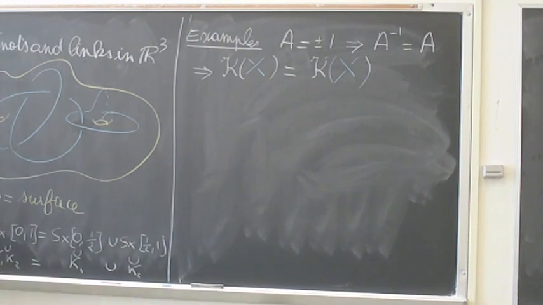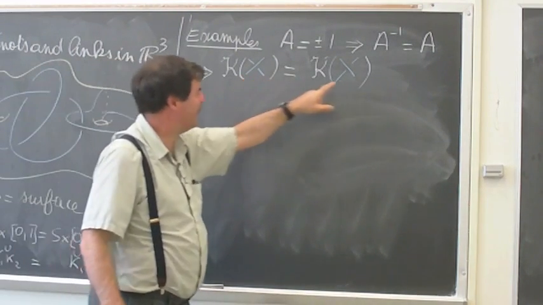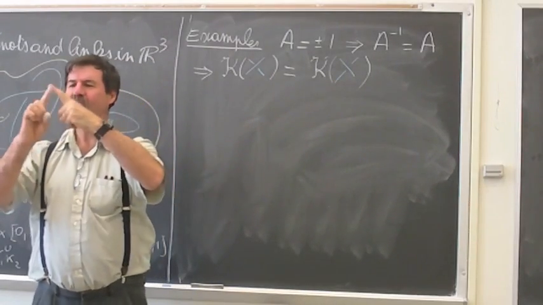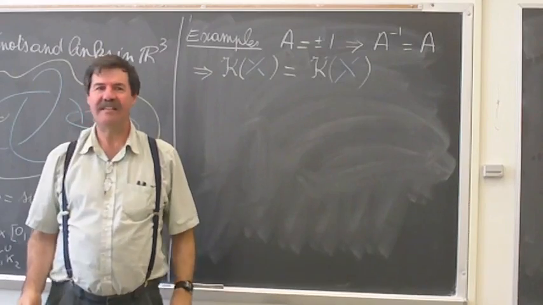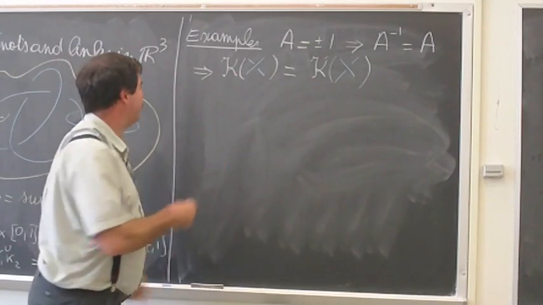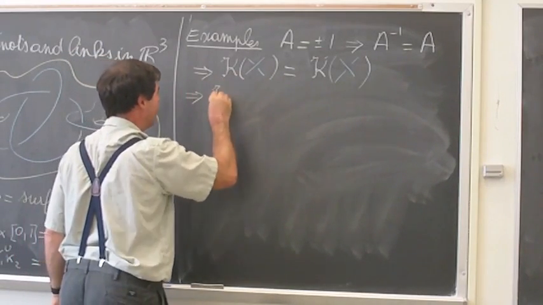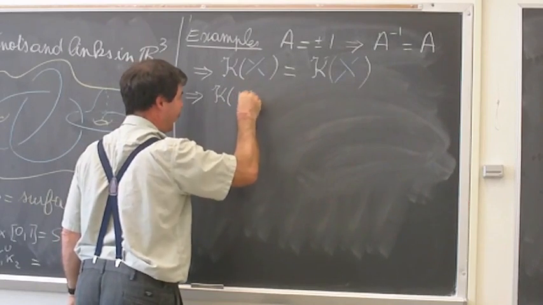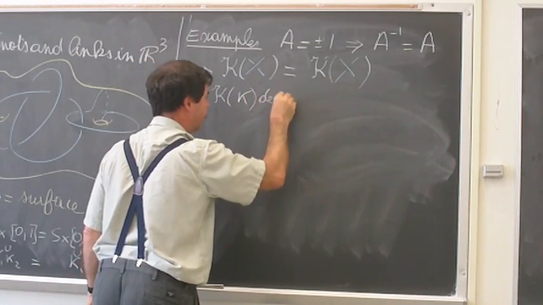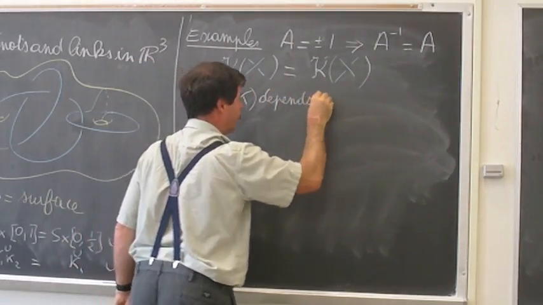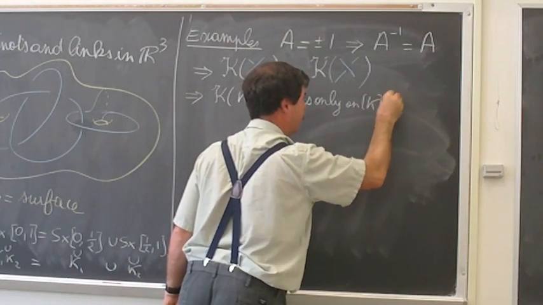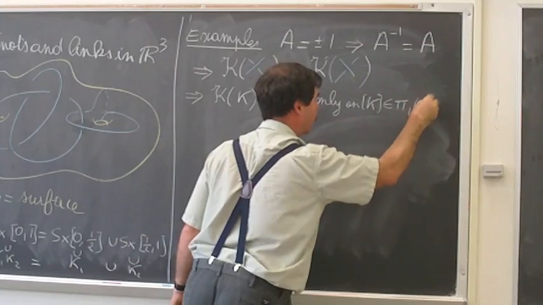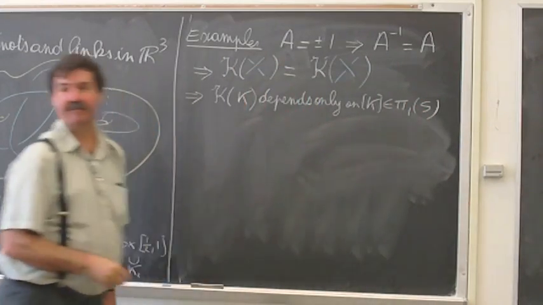Well, this is telling you something. It's telling you that when you let the curve cross itself, you don't change anything. So actually you can forget about it. And so that tells you that the invariant K of a knot depends only on the class of K in pi 1 of S. Okay?